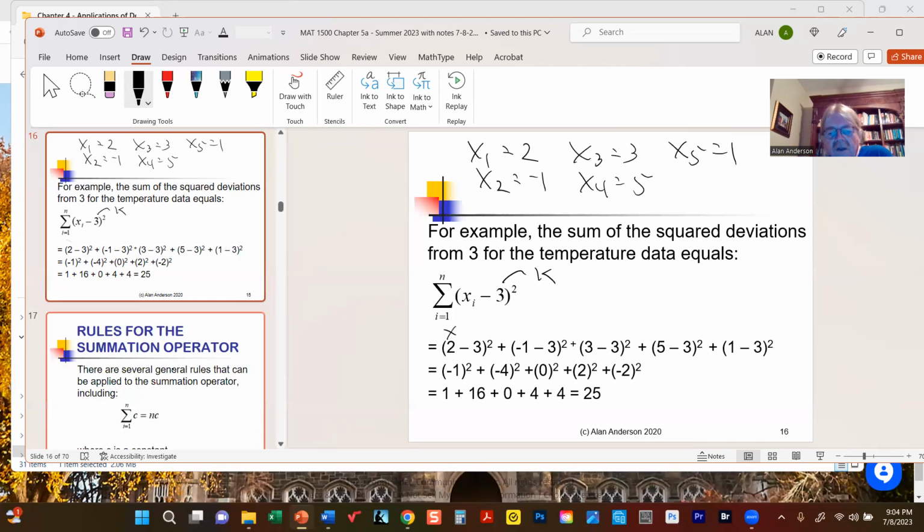So this is x1 minus k, x2 minus k, x3 minus k. This is x4 minus k. And this is x5 minus k. We're squaring them all up, then we're adding them up. And you can see we finally end up with 25.